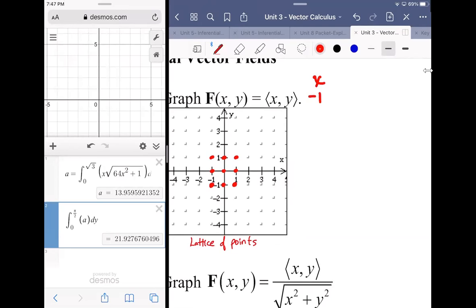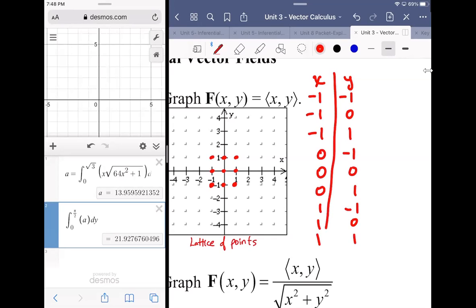So -1, -1, -1, 0. I go bottom to top, left to right. That's kind of where my brain takes me. 0, -1, 0, 0, 0, 1, and then 1, -1, 1, 0, 1, 1.